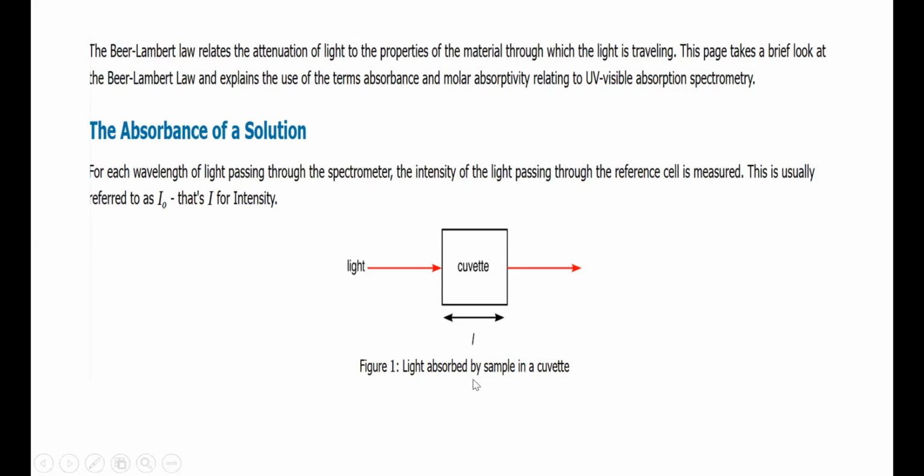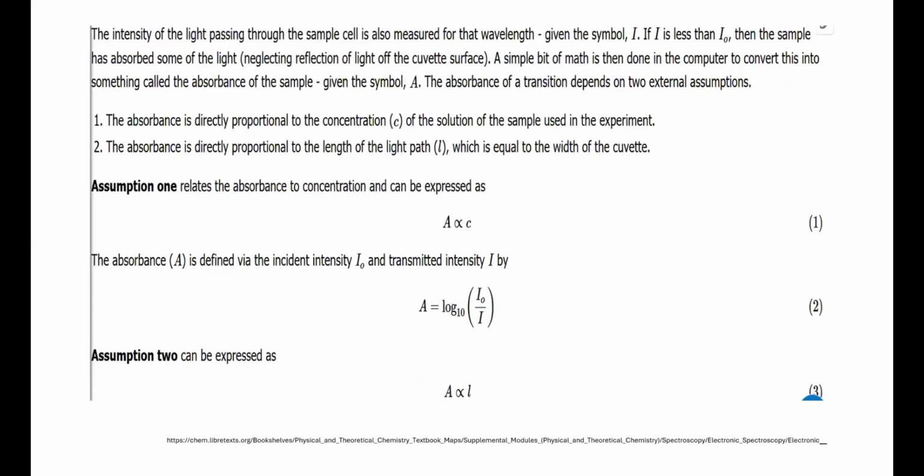So here light is there, and the sample holder is there. Light is passed through, and some amount of light will be absorbed. The amount of remaining light will be transmitted. Now, when I say the intensity of the light passing through the sample cell is measured, it is measured at a particular wavelength. As I told you, in a colorimeter you use filters: 420 filter, 450 filter, 620, 540 filters, like that. But in a spectrophotometer, you can choose a single wavelength.